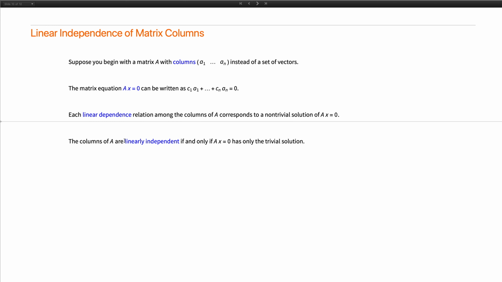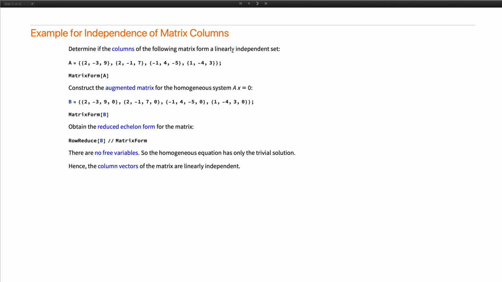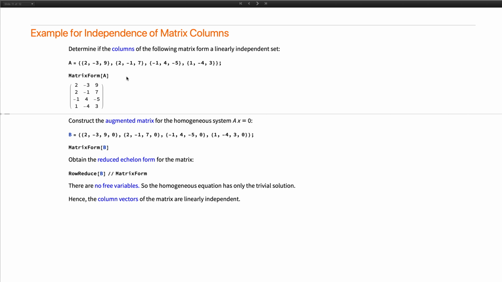So the columns of A are linearly independent if and only if this equation over here has only the trivial solution. So given a matrix and given its columns, you can then try and figure out whether they are linearly independent or not. So an example of that, here's a matrix, capital A. Look at the matrix form. And the question is, are the columns of this matrix linearly independent or not?